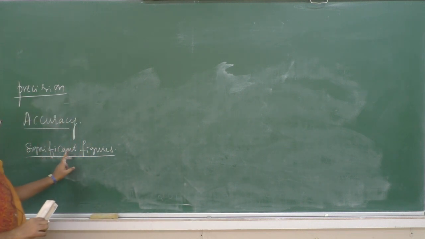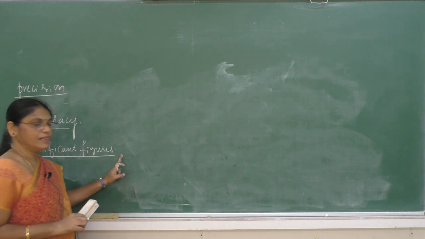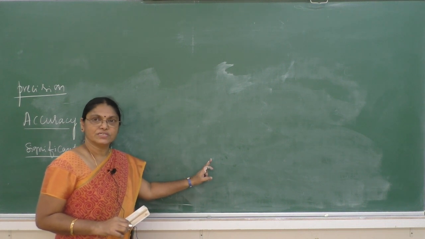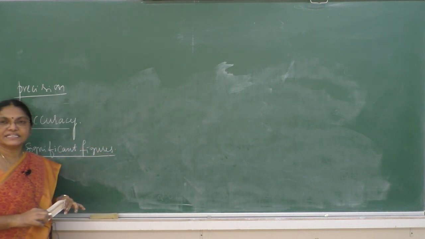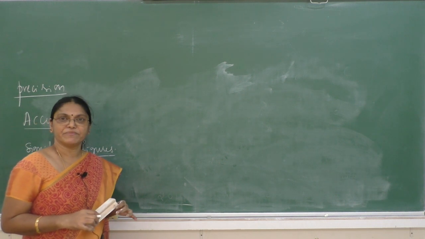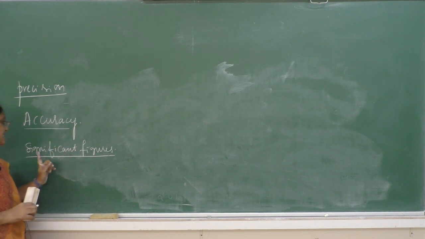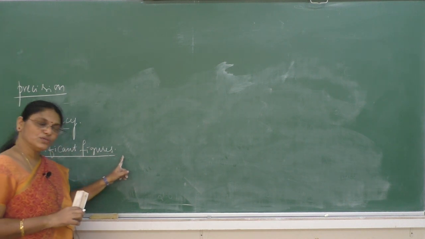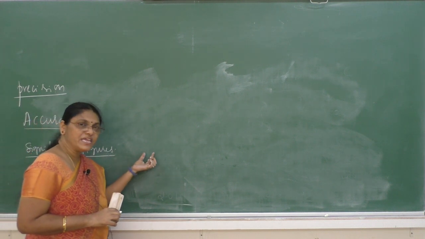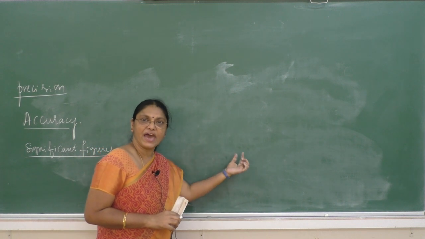So, what are significant figures? These are the meaningful digits in the measured value. So, there are certain errors in the measured or experimental values. They are indicated by significant figures. So, therefore, significant figures are the meaningful digits in the measured value.